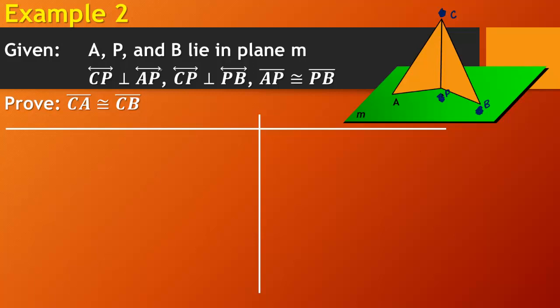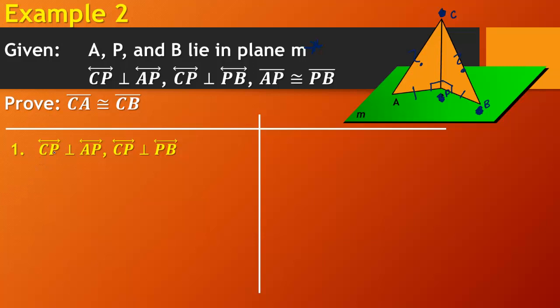So we are told that A, P, and B lie in plane M. We're also told that CP is perpendicular to AP, and that CP is perpendicular to PB, and that AP is congruent to PB. We need to prove that CA is congruent to CB. So start off with your givens. Now, the fact that A, P, and B lie in plane M is not going to be listed in your proof. That just allows you to assume certain things.